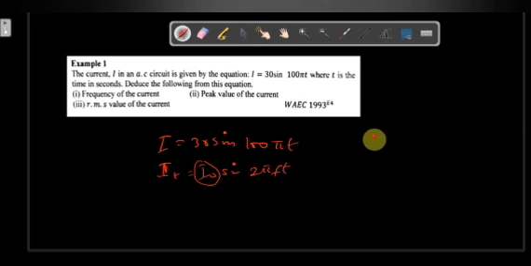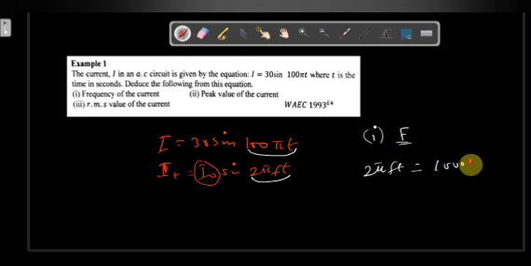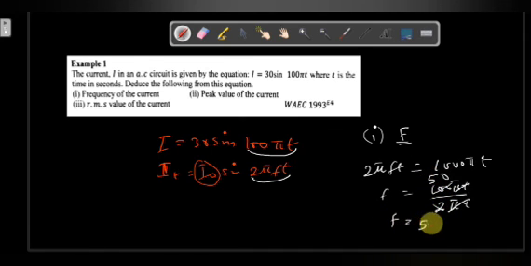So to look for the frequency f, we just compare this and this. So it therefore means that 2 pi ft will be equal to 100 pi t. So from here, you divide both sides by 2 pi. So f is going to be equal to 100 pi t divided by 2 pi t. So you see that this will cancel out this. And when this goes here, we have 50. So the frequency is equal to 50 Hz.